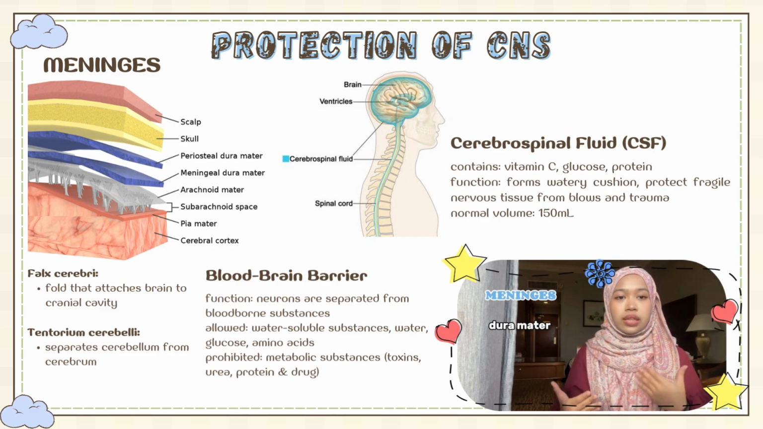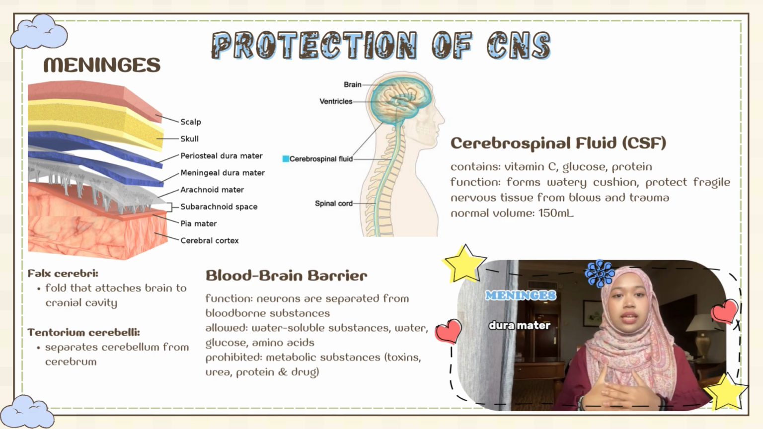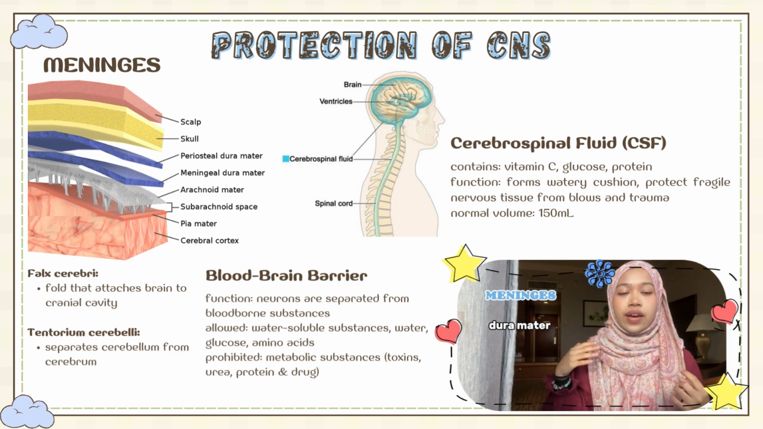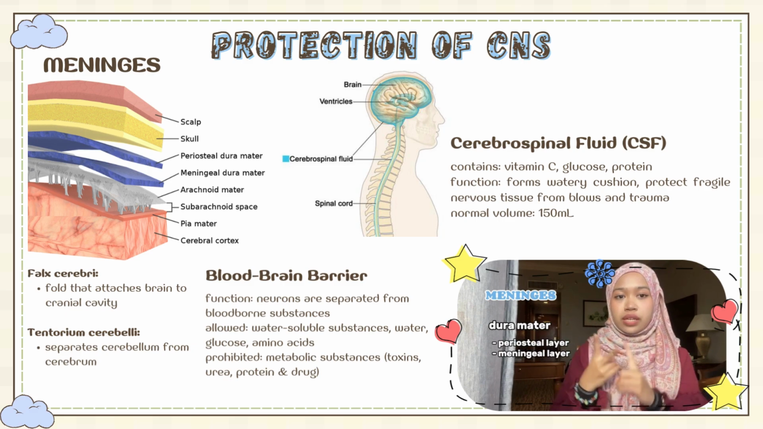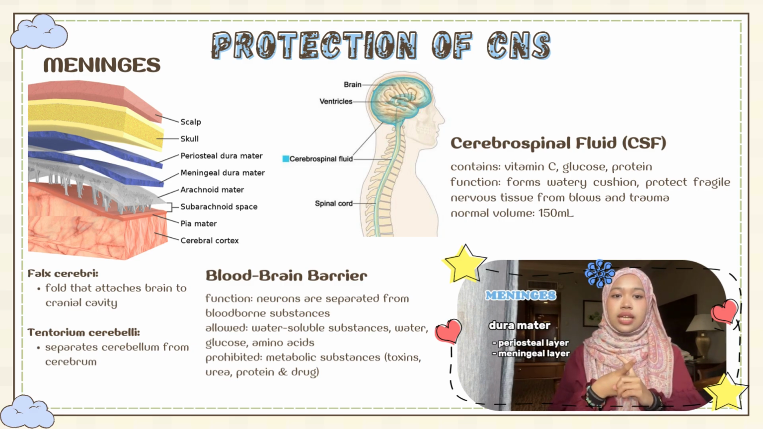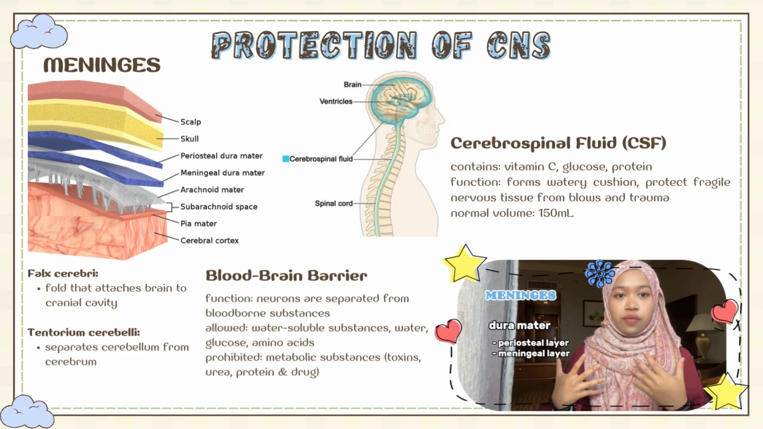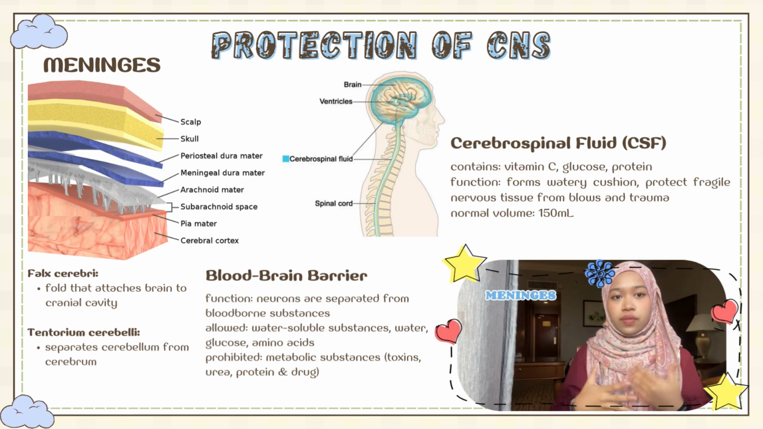Dura mater is the outermost layer of the meninges, and it is a double-layered membrane that is thick, dense, and irregular. We can divide the dura mater into two layers, which are the periosteal layer and the meningeal layer. The periosteal layer is attached to the innermost surface of the skull, meanwhile the meningeal layer is attached to the outermost covering of the brain.